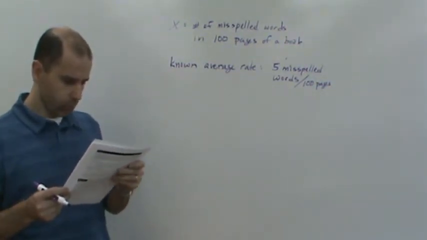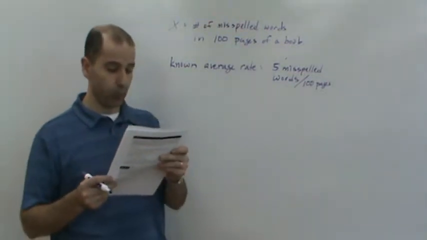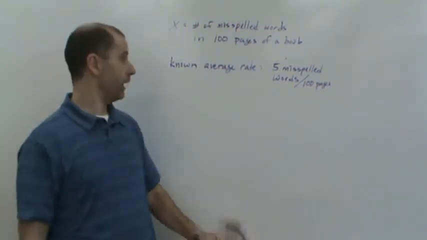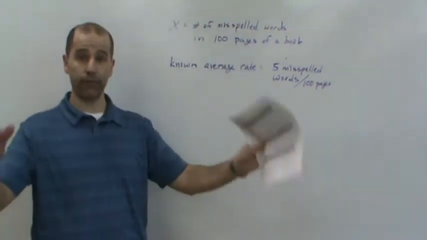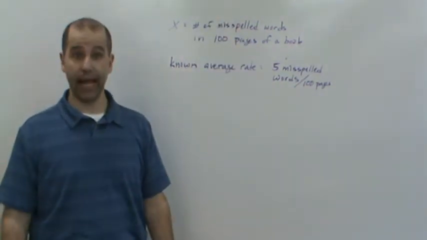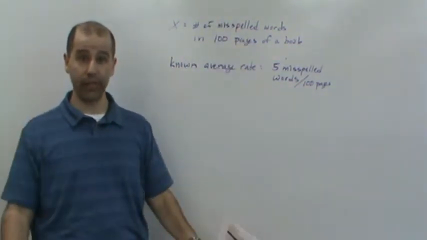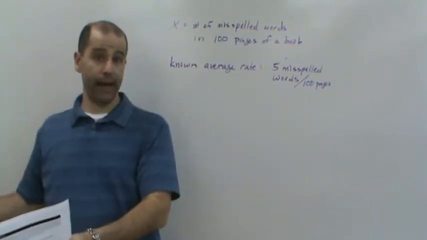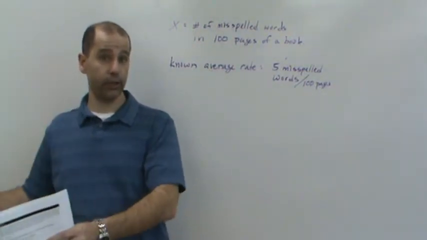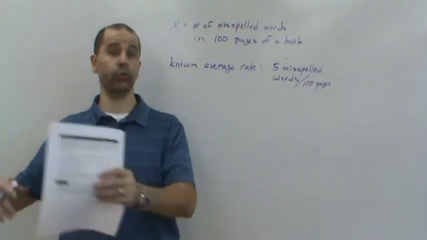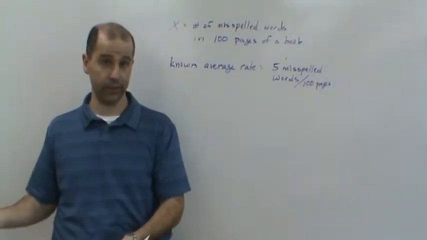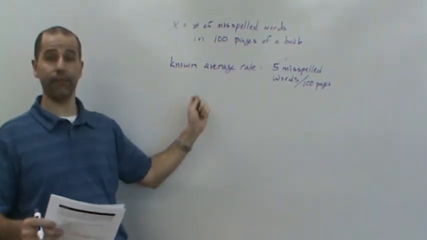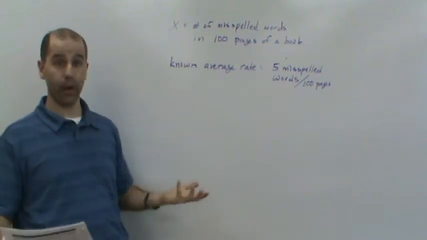Let's see here. 3, the number of occurrences in one fixed interval is independent of the number of occurrences in another fixed interval. So if we randomly select 100 pages and we find that there was 10 misspelled words in those 100 pages, okay, that's not going to affect the number of occurrences we find in another randomly selected 100 pages. Okay? So this is an example. In fact, any kind of example that fits this type of scenario is going to be Poisson.